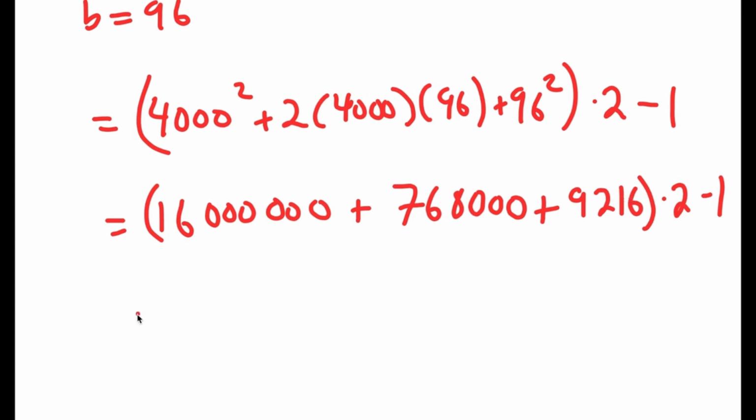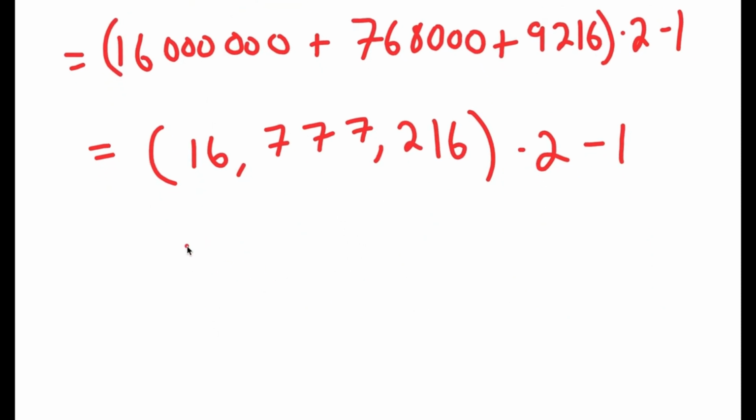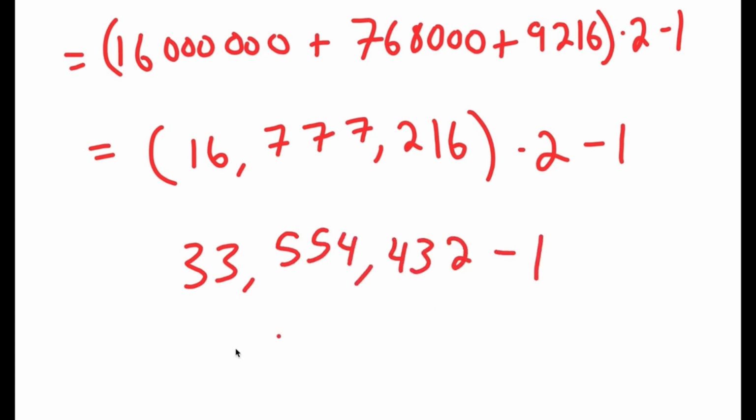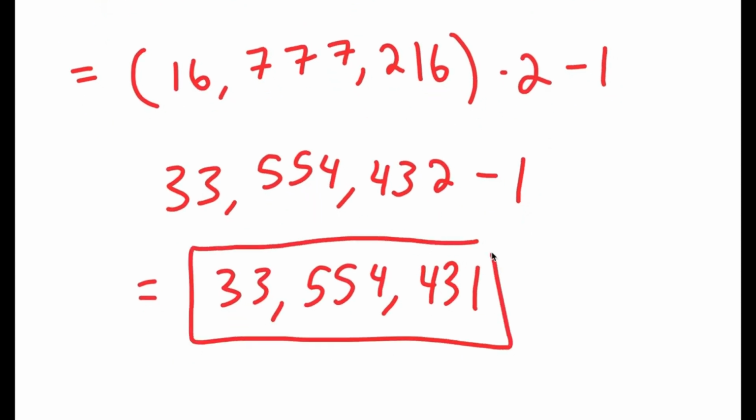So now, I'm going to add all these up. So if I add all of these up in the parentheses, I get 16,777,216. So now I have this times 2 minus 1. So if I multiply this by 2, I get 33,554,432, and I have this minus 1, which is equal to 33,554,431. So this is my answer to this problem.